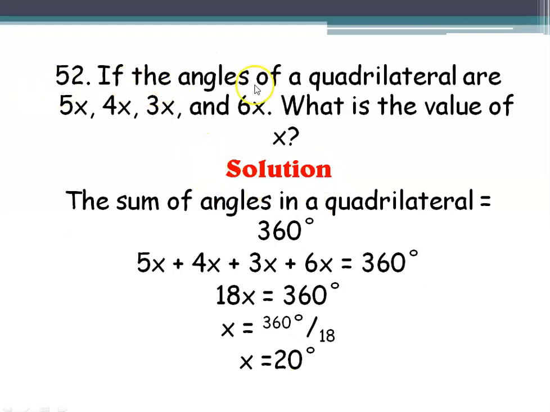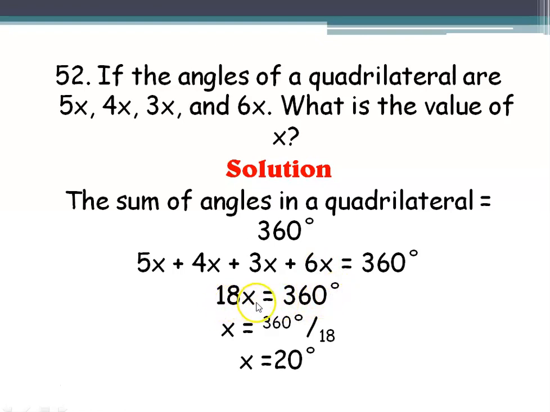Question 52. If the angles of a quadrilateral are 5x, 4x, 3x, and 6x, what is the value of x? First of all, we need to know that the sum of angles in a quadrilateral is 360 degrees. So we add up all the angles and equate it to 360 degrees. 5x plus 4x plus 3x plus 6x is equal to 360 degrees. 5x plus 4x is 9x, plus 3x is 12x, plus 6x is 18x. 18x is equal to 360 degrees.